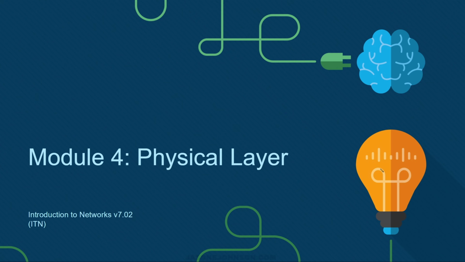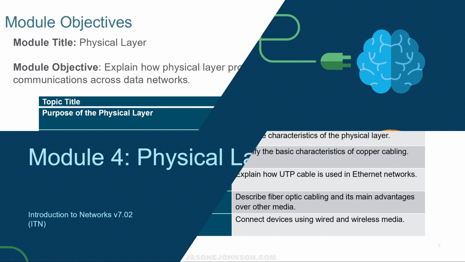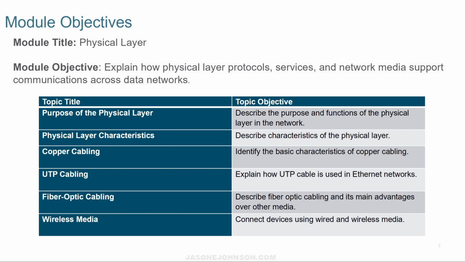This video is Module 4, Physical Layer, for the Introduction to Networks course, version 7.02 for the Cisco Networking Academy. In this module, we're going to be looking at the physical layer, the purpose of the physical layer, the characteristics. We're going to look at copper cabling, UTP cabling, fiber optic cabling, and finally, wireless media.